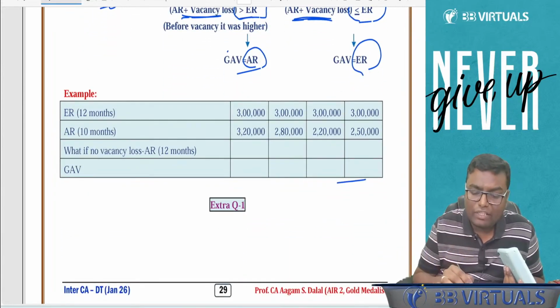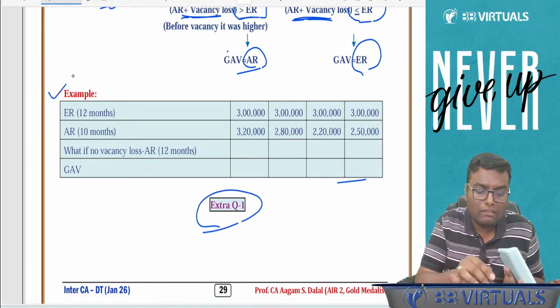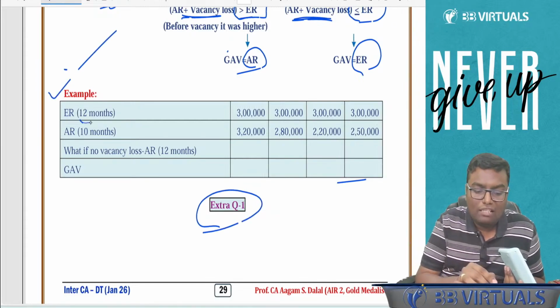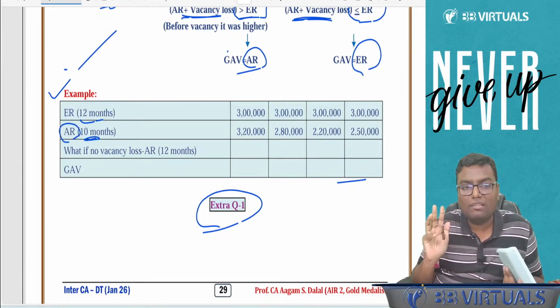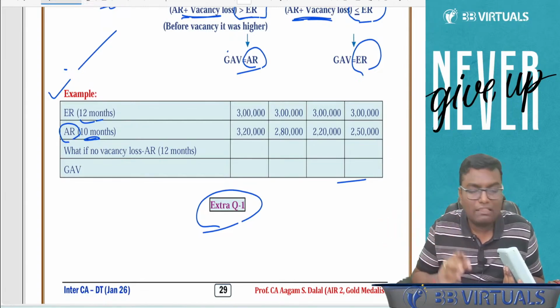Then again, we'll do extra question number 1. First of all, you solve this example. 12 months' expected rent is given. 10 months' actual rent is given because 2 months is lost due to vacancy. Compute GAV in all these 4 examples. Start solving it.